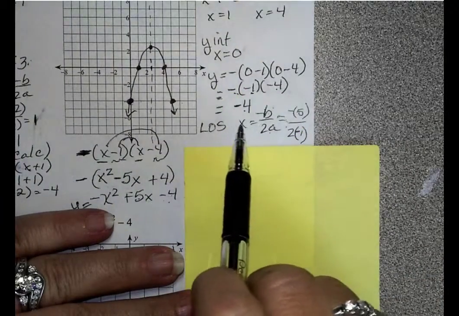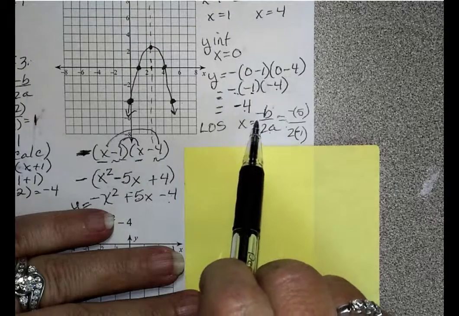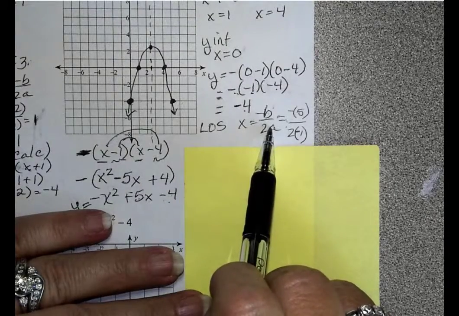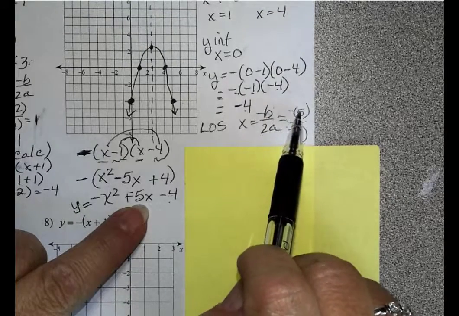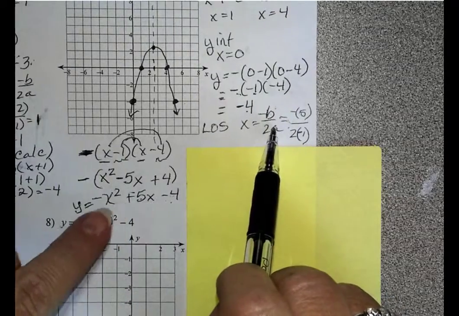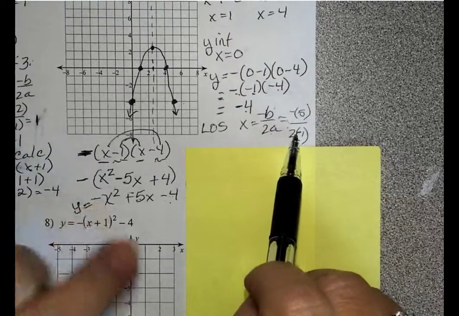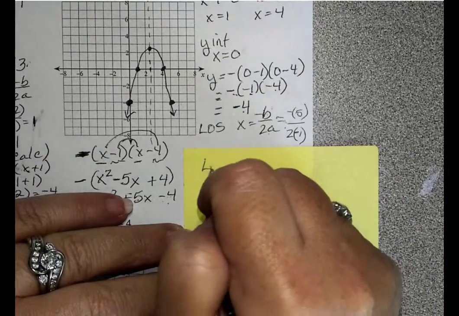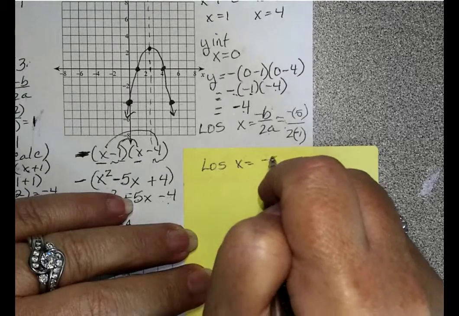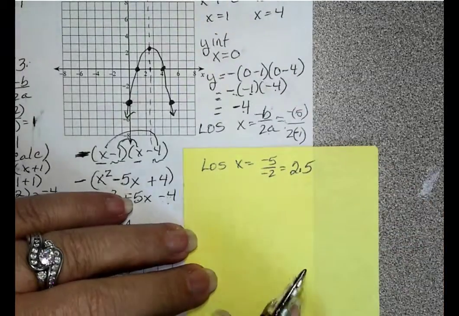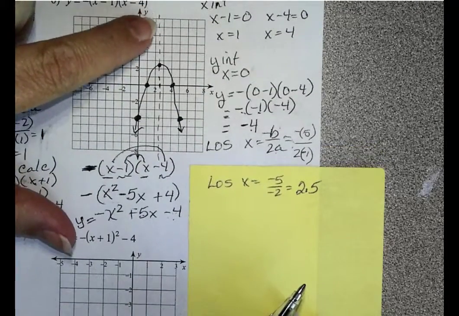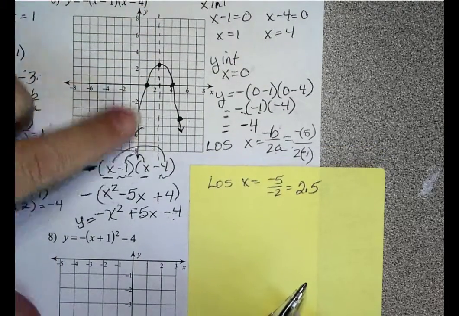Okay, so I'm figuring out the line of symmetry. x equals the opposite of b divided by 2a. Obviously, b is a positive 5, so the opposite of 5 divided by 2 times a, which is negative 1. Okay, so then I've got the line of symmetry is x equals negative 5 divided by negative 2, or positive 2.5. And I've actually already drawn in that line of symmetry at 2.5.